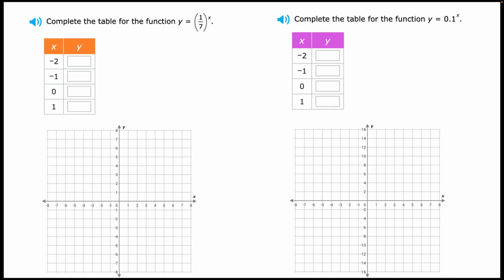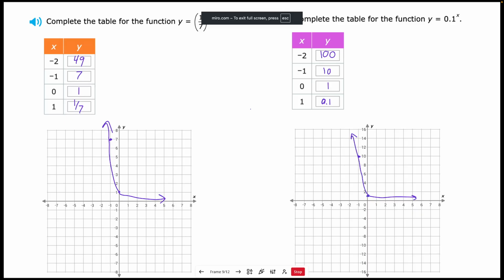Okay, now that you've had time to work these problems, let's check your solutions. For the first problem, here is the table and the graph. For the second problem, here is the table completed. Sorry about that. Here is the table completed and the graph.